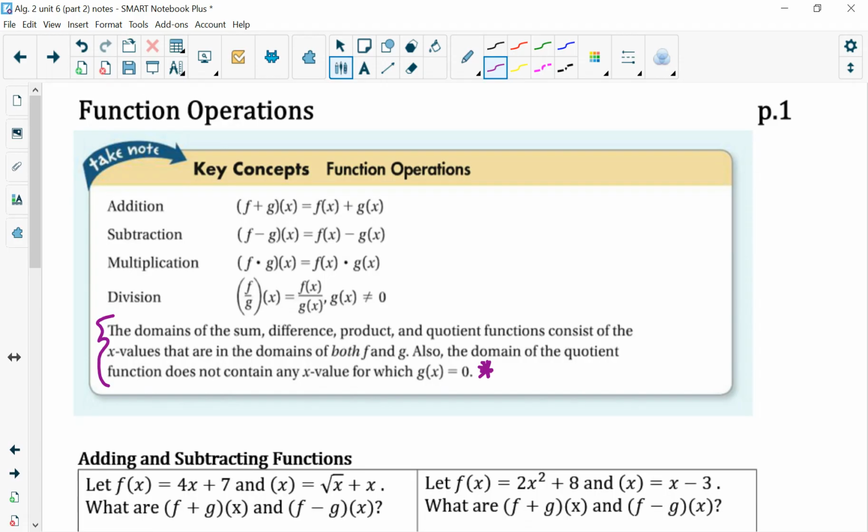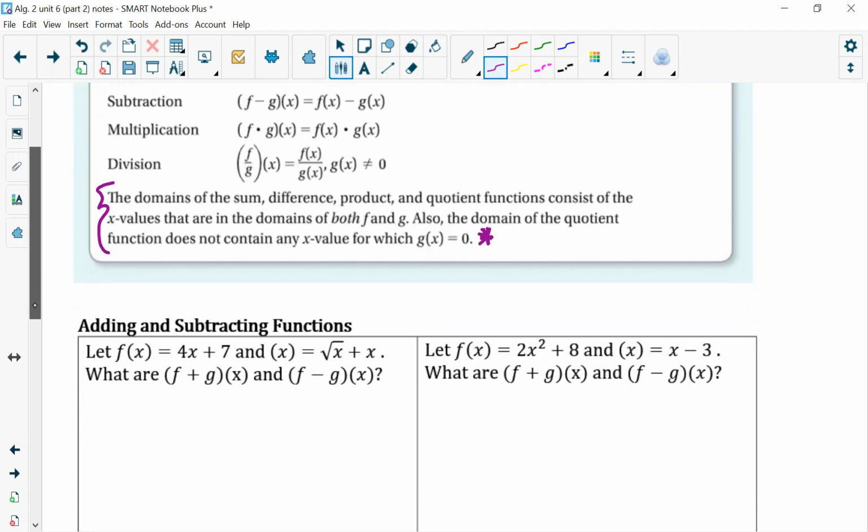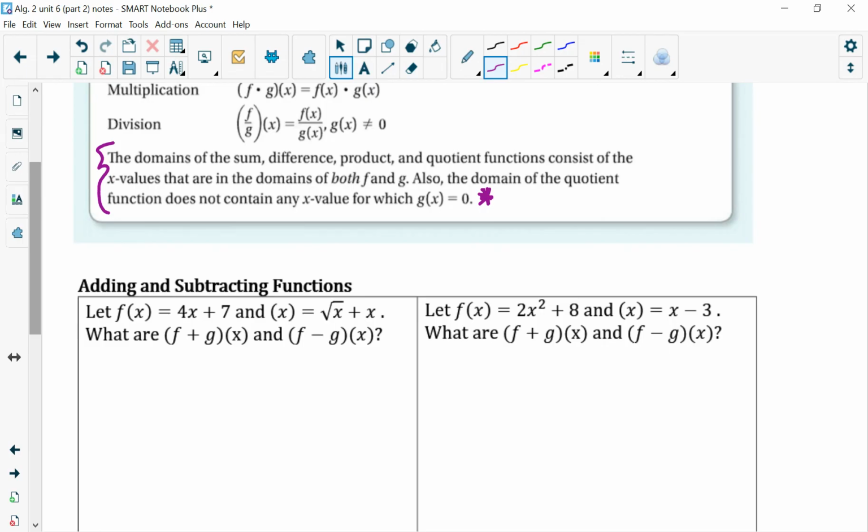Basically, what that is saying is, in a division problem, you cannot divide by 0. So what would make the denominator equal to 0? We're not going to get that crazy complicated yet. So let's hop into these examples.